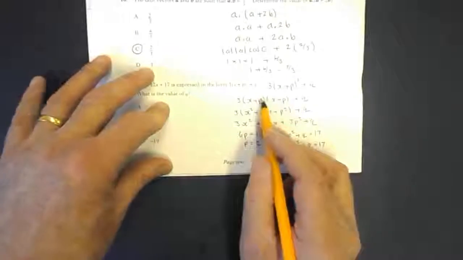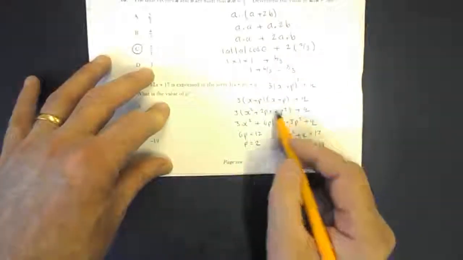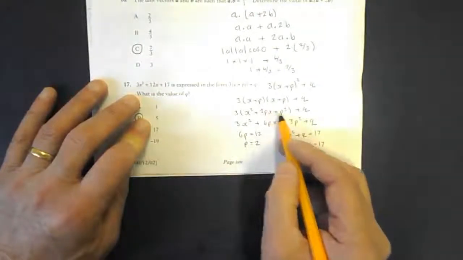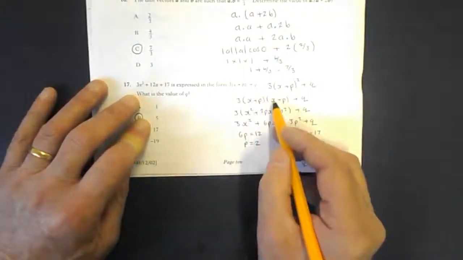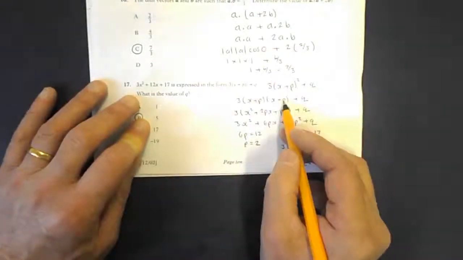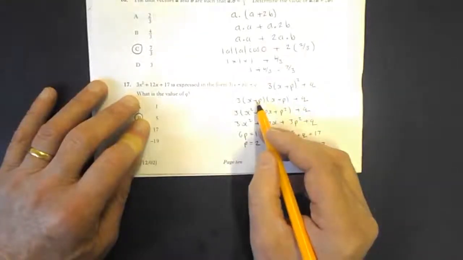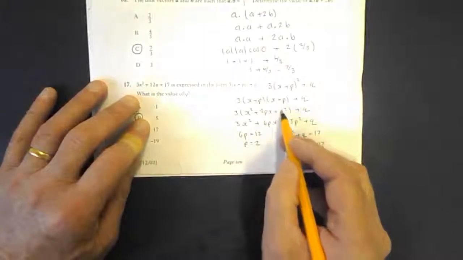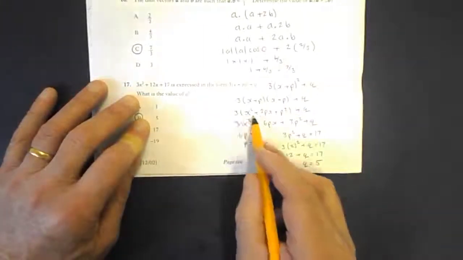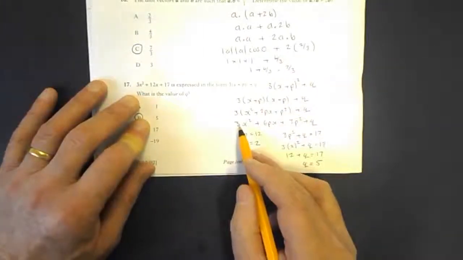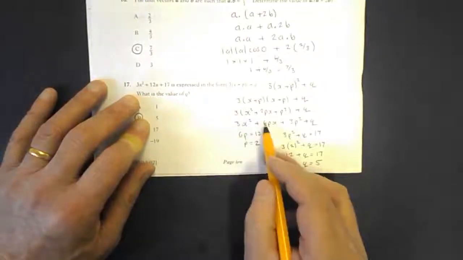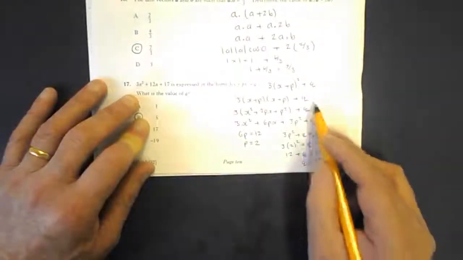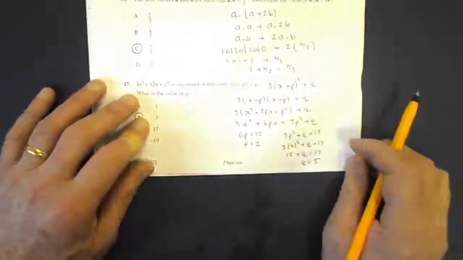Square that out, you might want to do it somewhere else on your scribble pad here, but it's x squared plus 2px plus p squared. X times x is x squared, x times px, plus another px, that gives you your 2px, plus p times p is p squared. Multiply through by 3, and you have 3x squared plus 6px plus 3p squared, plus the q that we've kind of ignored up to now.